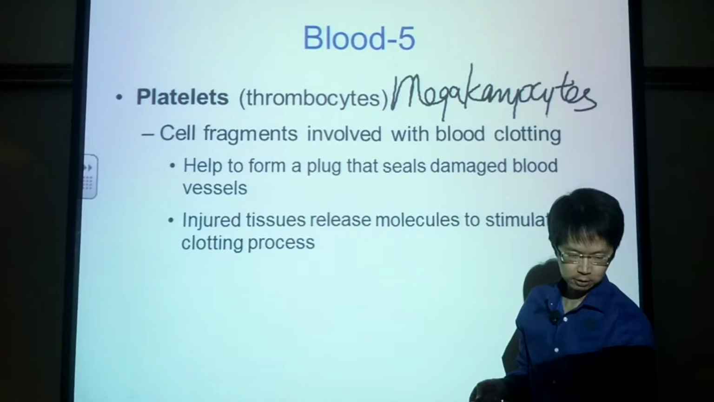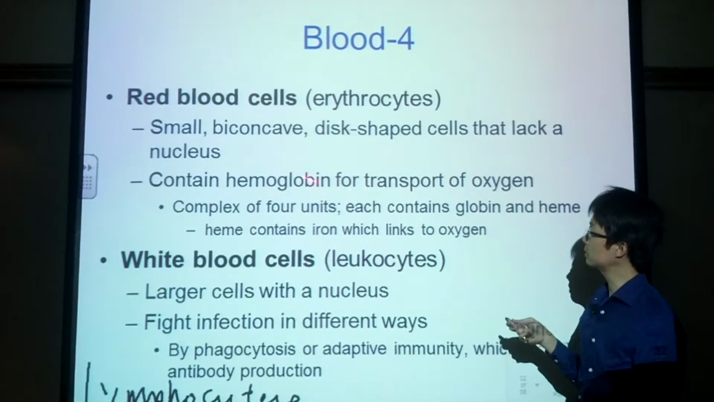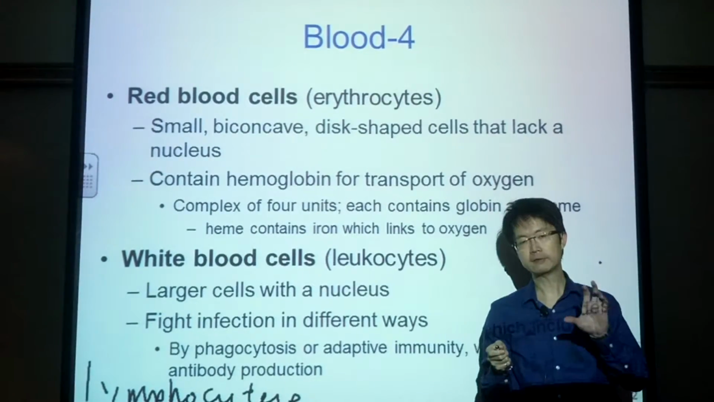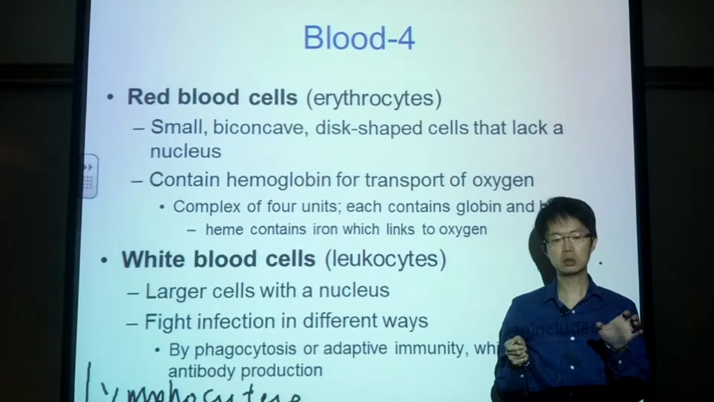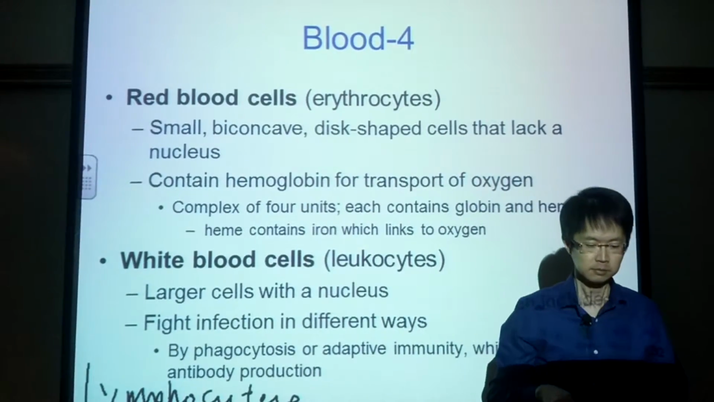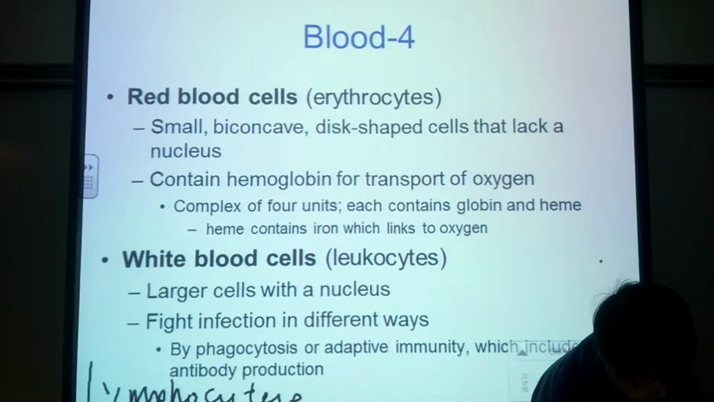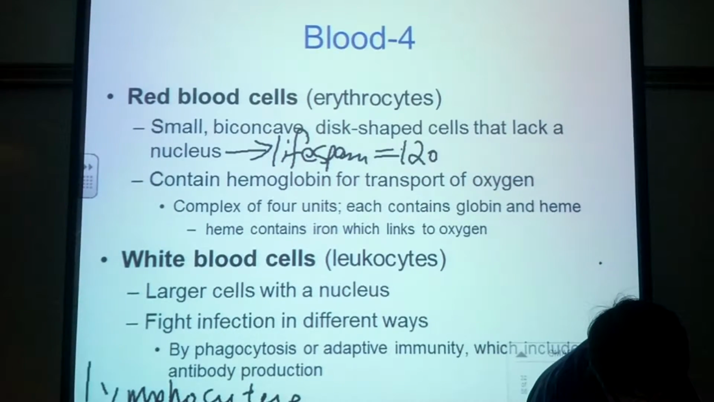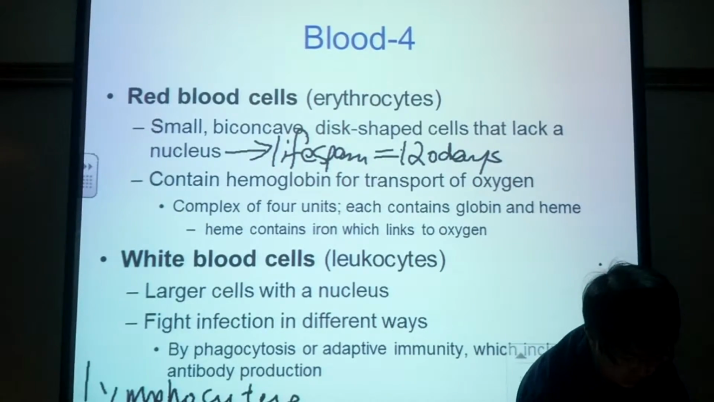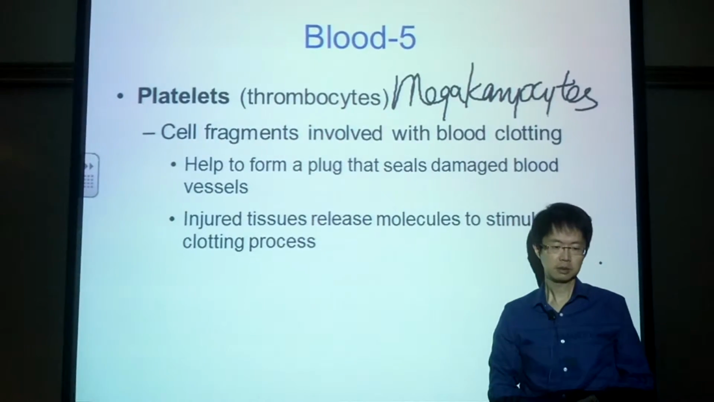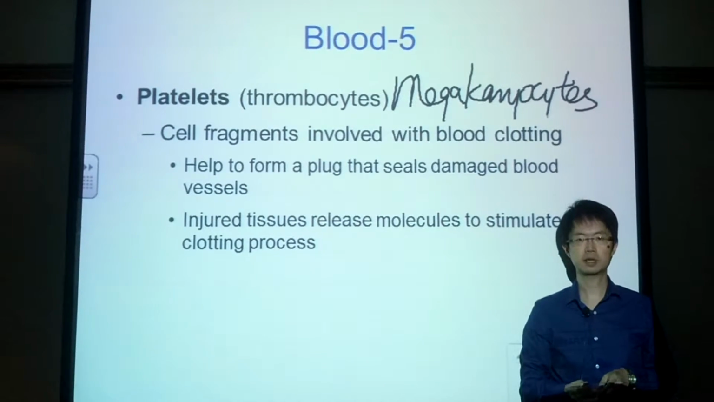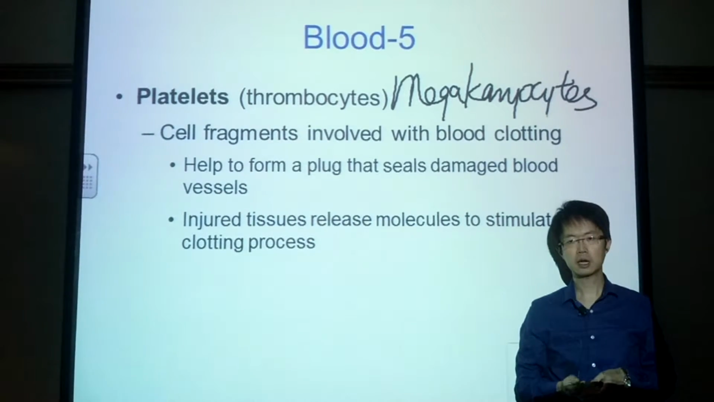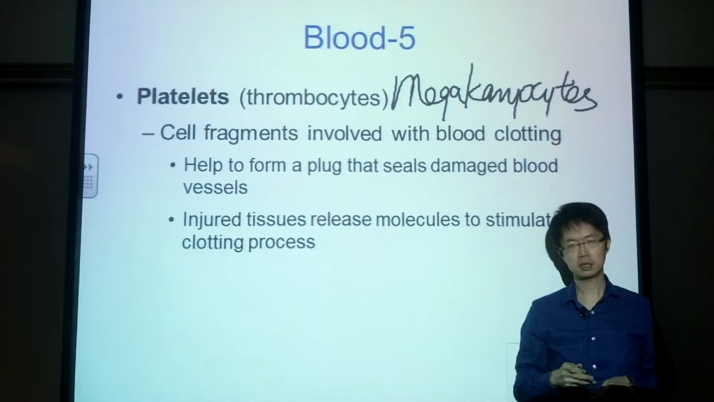Oh, by the way, I forgot to mention, red blood cell, because they don't have nucleus, their lifespan is very short. It's only 120 days. Platelet cells have an even shorter lifespan because they only have a cell membrane and cytoplasm.